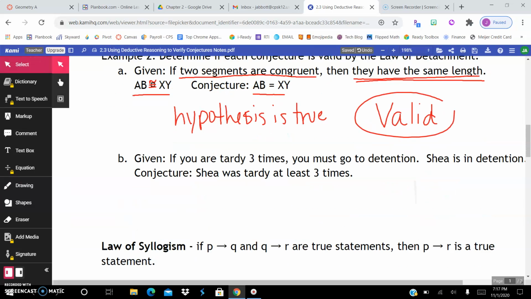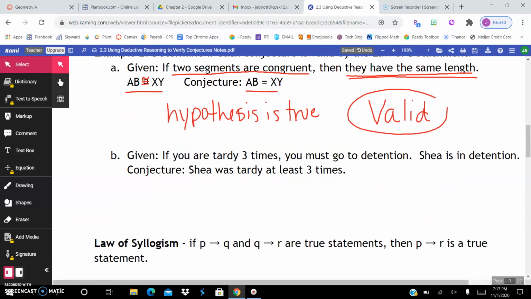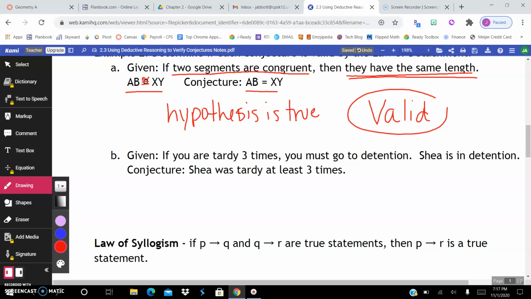For part B, we are given that if you are tardy 3 times, you must go to detention. Shay is in detention. So our conjecture is that Shay was tardy at least 3 times. So our hypothesis, if you are tardy 3 times, then you must go to detention. So is our conclusion.